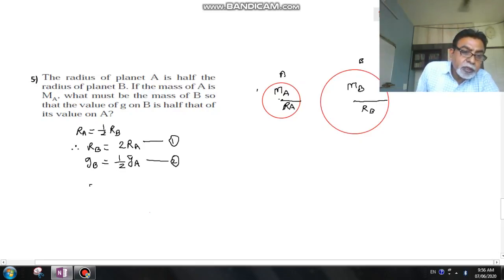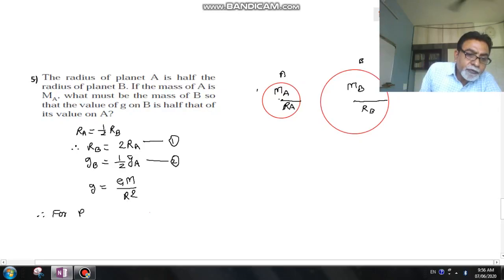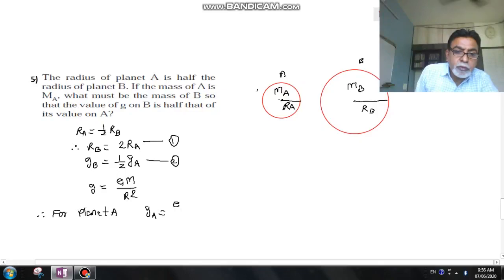Now so we'll start with that formula. g is equal to what? GM upon r square. Therefore for planet A, gA will be equal to what? G MA upon RA square. याला आपण इक्वेशन नंबर 3 म्हणूया.